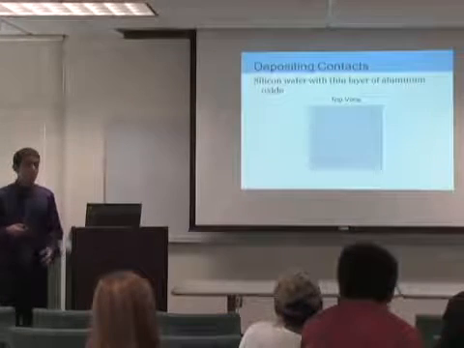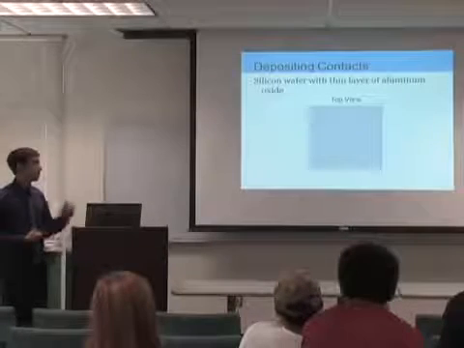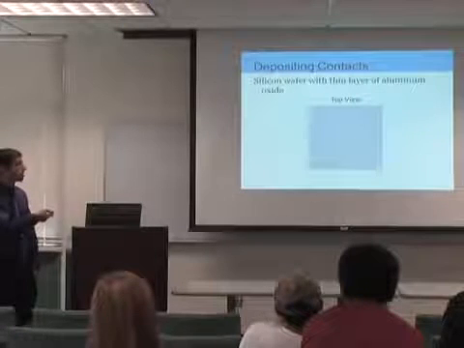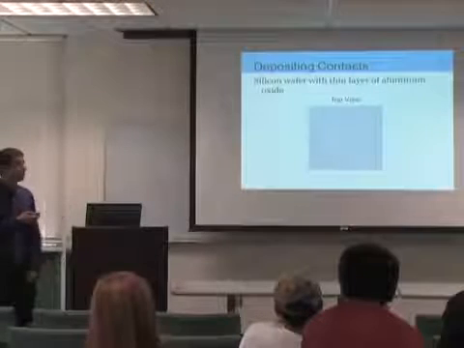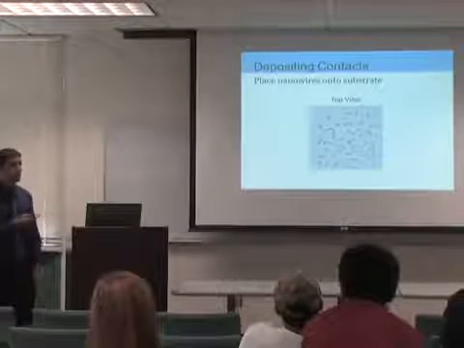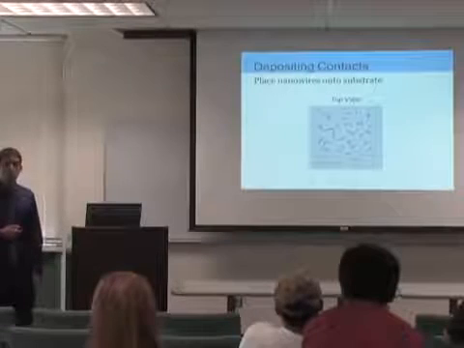And so the next step is depositing contacts onto these nanowires. Like I said earlier, we have our silicon wafer with a thin layer of aluminum oxide. That's what you see here, nice top view. We can then place our nanowires onto that substrate. As you can see, we have many nanowires to work with, and they're kind of randomly aligned on this substrate.